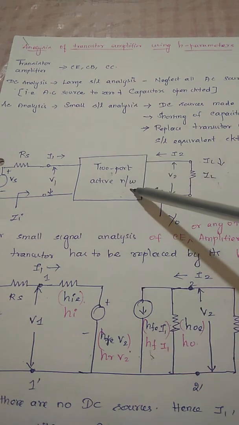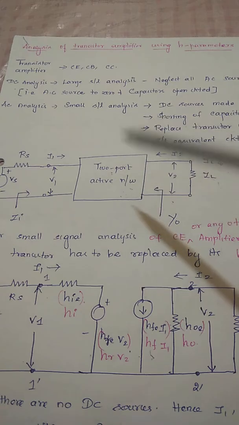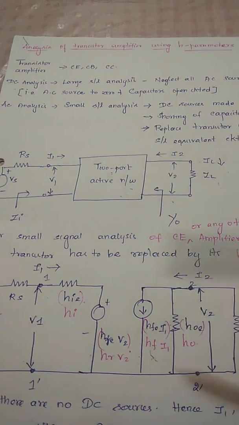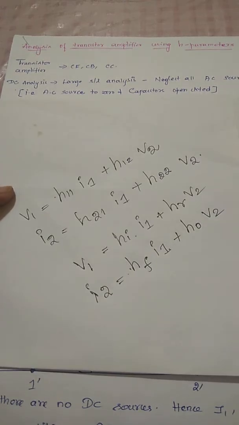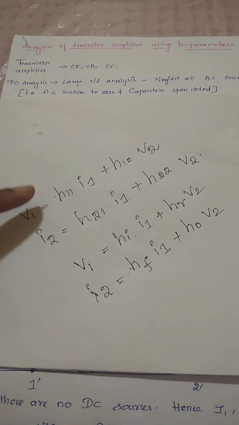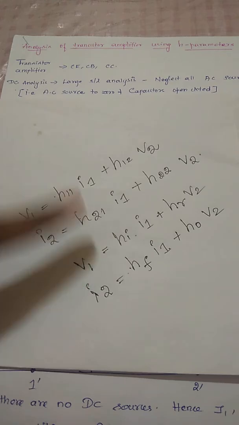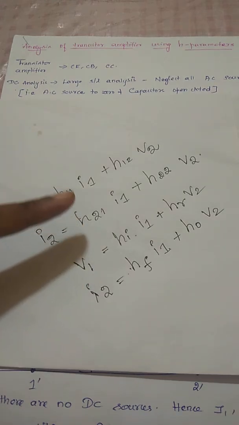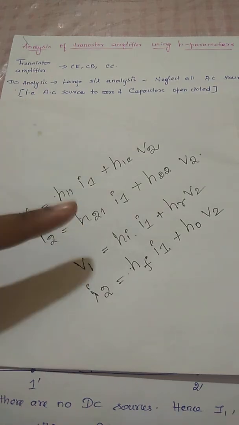So in the two-port network, the H parameter model is drawn using the two equations. So these two equations you have seen first. V1 is equal to H11 I1 plus H12 V2. I1 and V2 are independent variables, and V1 and I2 are dependent ones. H11 can be written as HI, H12 as HR, H21 as HF, and H22 as HO.